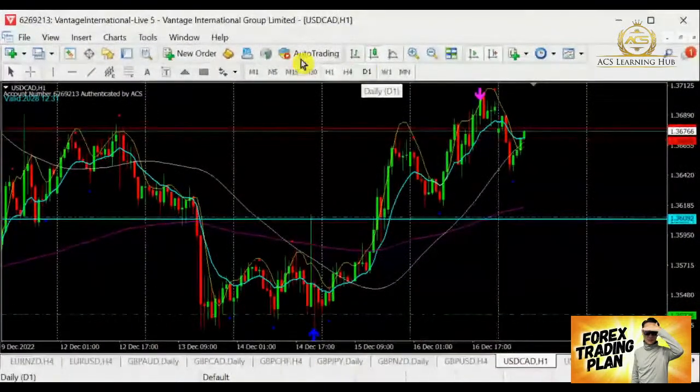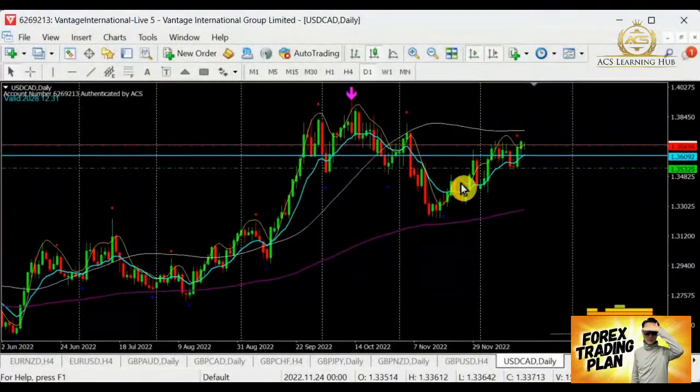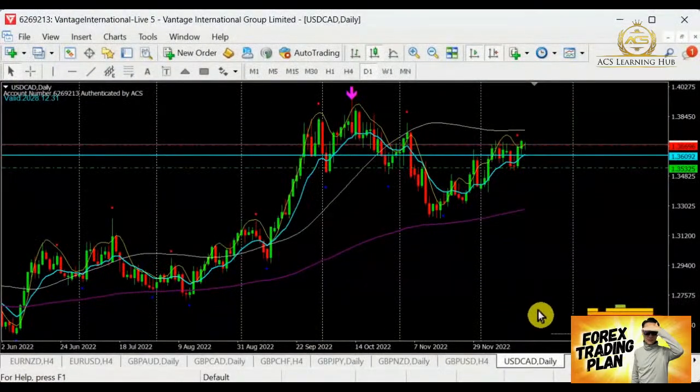Right, dollar CAD. Dollar CAD is very obvious that we are actually going for a bull at this point here. We are running, so buyers can take note, okay?